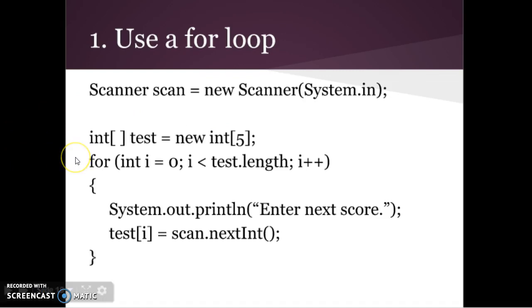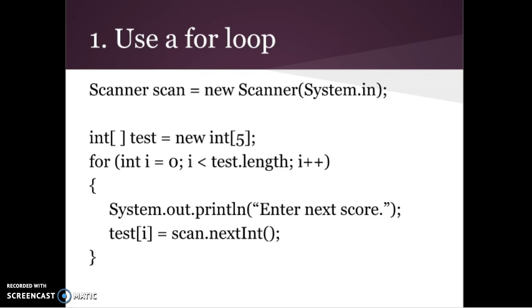Then I do a for loop where i starts at 0. We're going to go as long as i is less than the length, so as long as i is less than 5, and then we'll increase i each time. So each time we go through the loop, we're going to ask the user to enter their next score, and then we're going to take test at i and set it equal to whatever the user puts in. So this is using a scanner and a for loop to fill an array with user entered data.